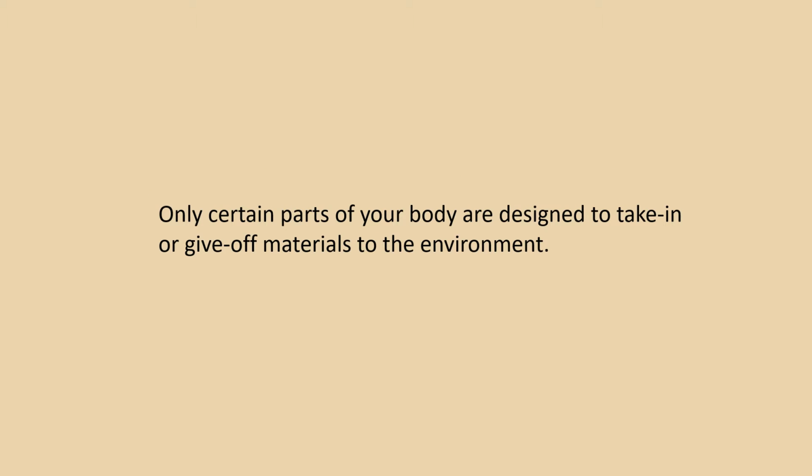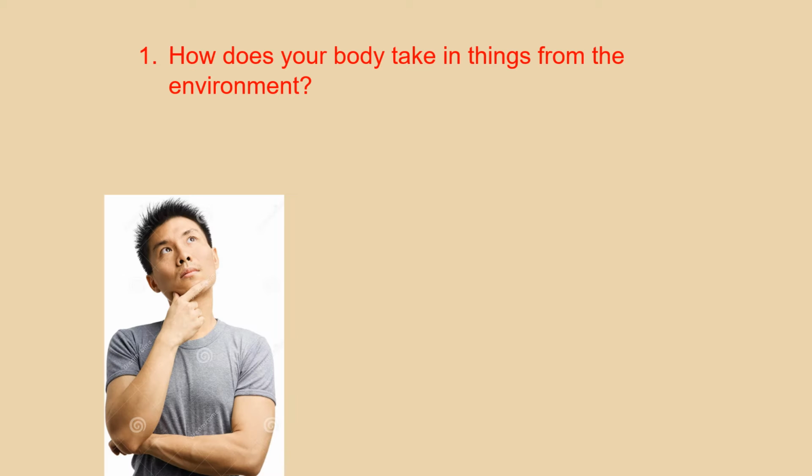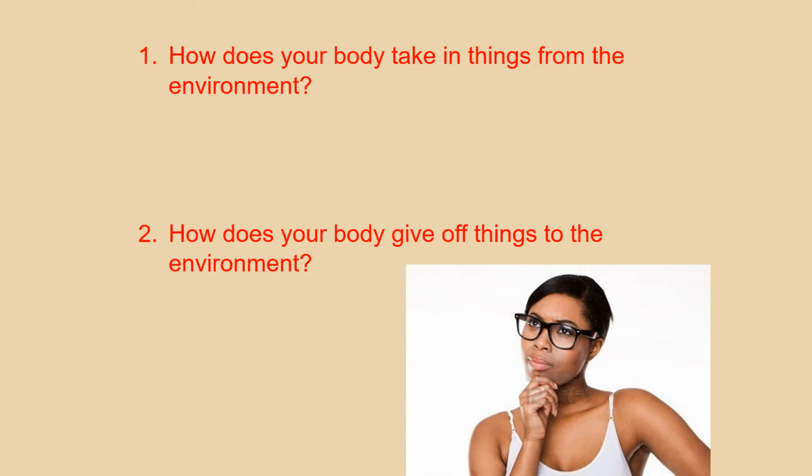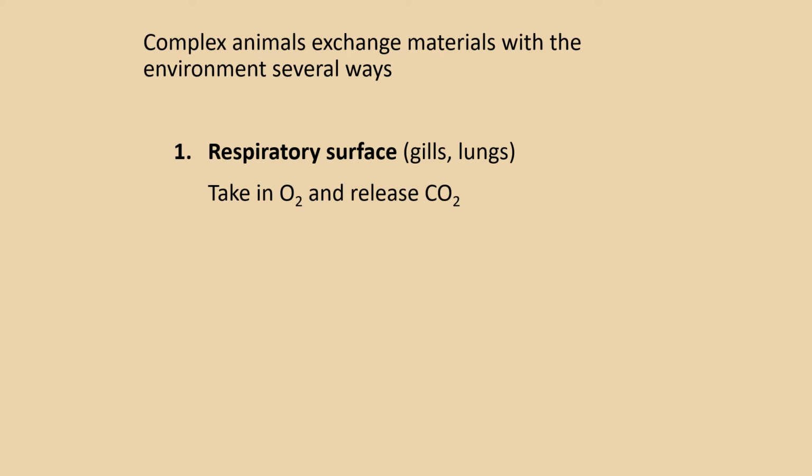So only certain parts of our bodies are intended to exchange materials with the environment. What are those parts? Think about the ways in which your body obtains things from the environment. And by things, I mean gases and nutrients, right? We take in gases and we take in nutrients. And then how does your body give off things to the environment? What are we getting rid of? Waste products, right? All right, so these are our sites of exchange. We have a respiratory surface.